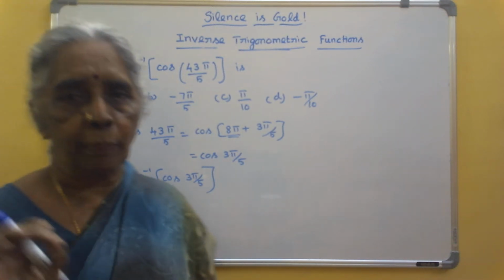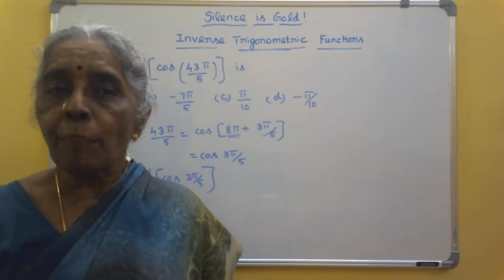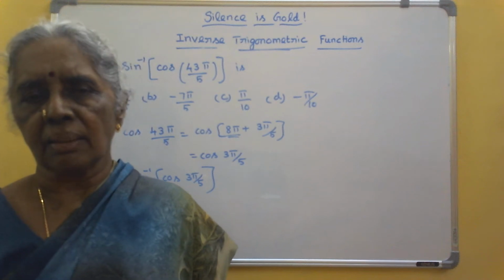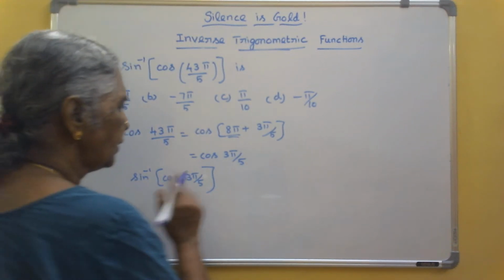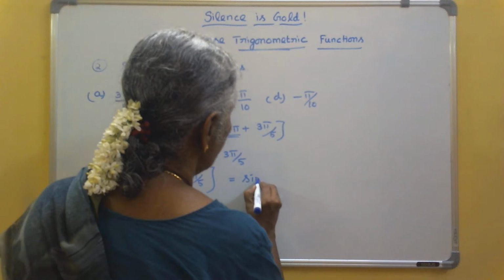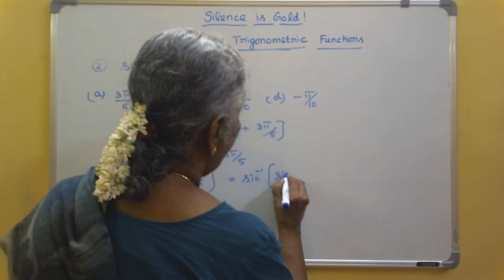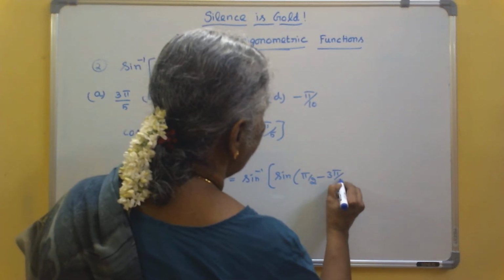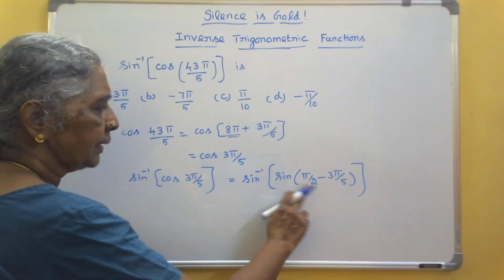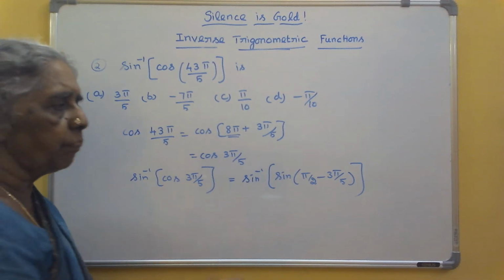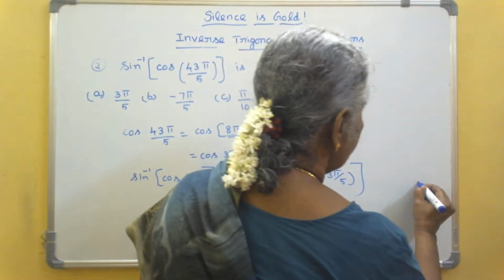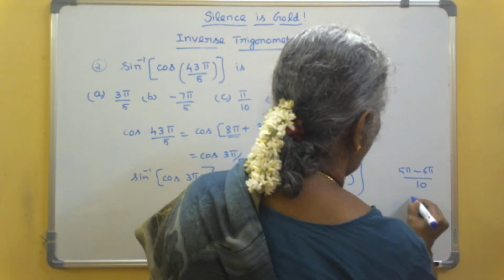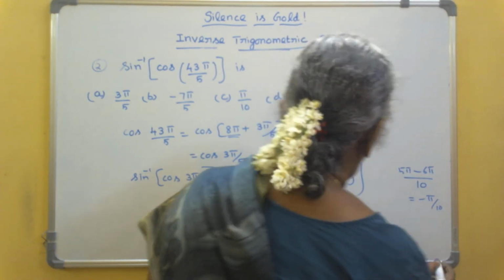Now, you remember your basic, the complementary angles, right? That is sine 90 minus theta is equal to cos theta, like that. So, here this cos 3 pi by 5 I will write now sine inverse. I can write this as sine of pi by 2 minus 3 pi by 5, right? Because sine 90 minus theta is cos theta. Let us simplify this. 10 is the LCM. So, I will get 5 pi minus 6 pi. So, it is minus pi by 10.